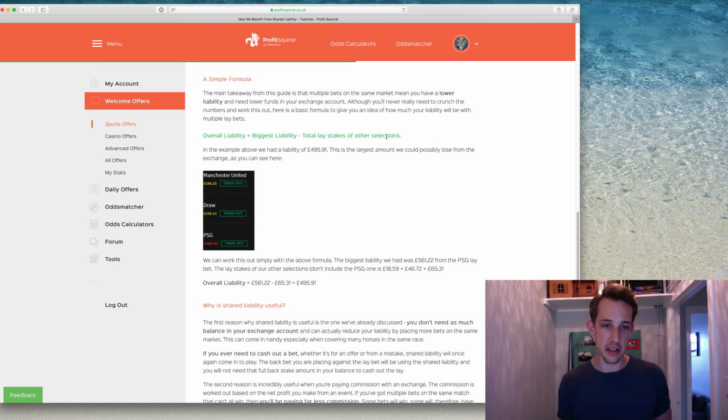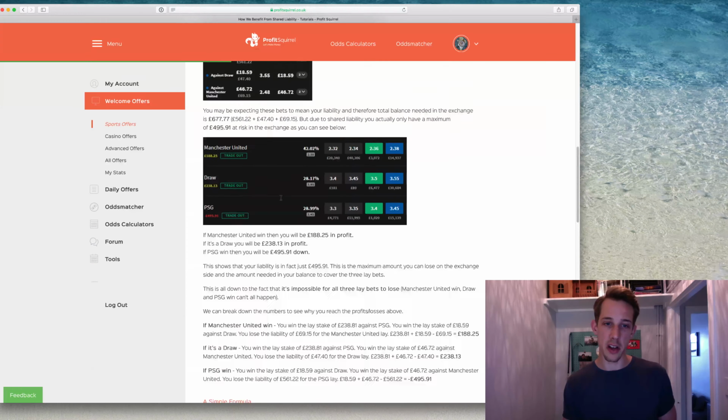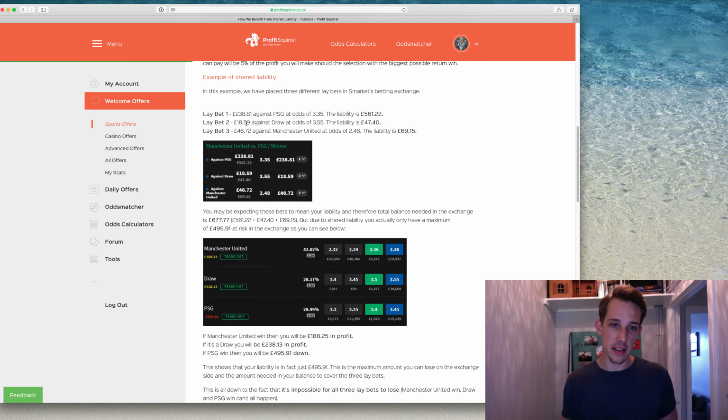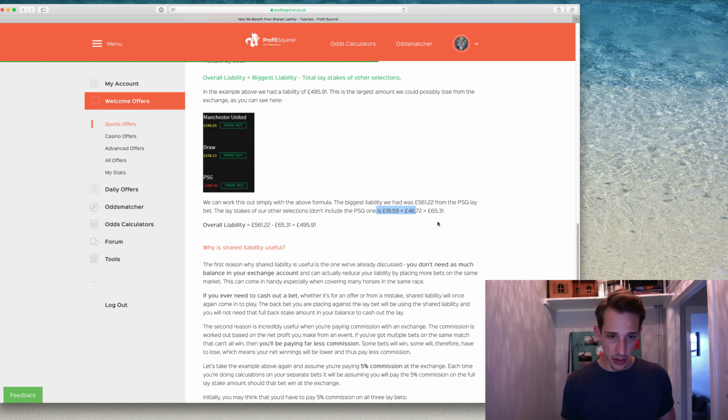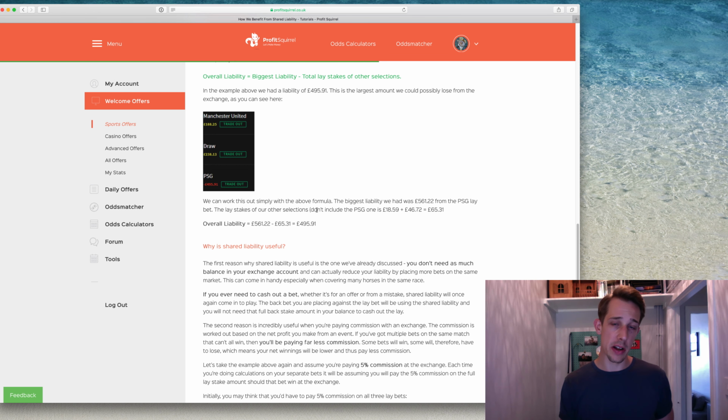of the other selections. So in this example, we had one of 495.91. Okay, that's your biggest liability. So if we subtract the two lay stakes for the Manchester United bet and the draw bet, and you can go back up to the top here, and you can see that they are £18.59 and £46.72. We'll head back down here, and this is the little calculation that we've got here. So our overall liability is 561.22 minus 65.31 equals 495.91. And that is exactly the same outcome that was being given to us here. So cool, that's a very useful thing.